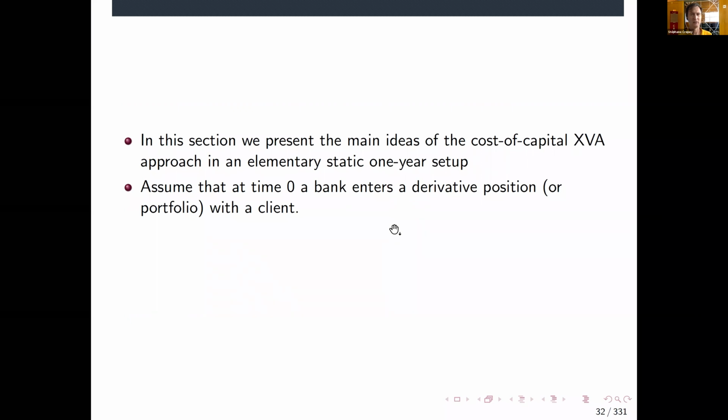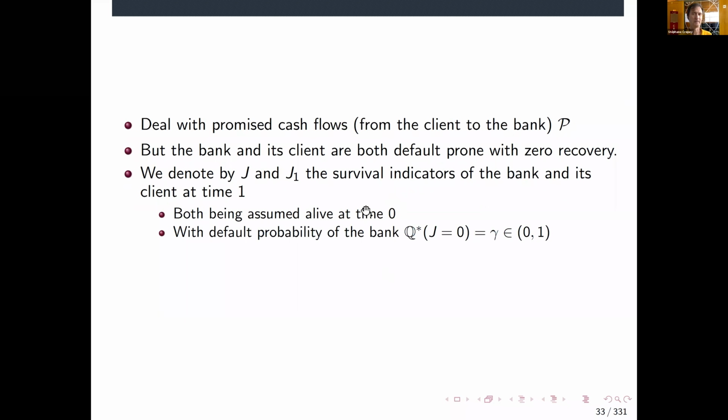Okay, so I'm assuming that at time 0, the bank enters a derivative position with a client, so a single client, a single contract. And it's only a 1 year, 0-1 setup. The random variable P denotes the cash flow written in the contract promised by the client to the bank. Mathematically, you can think of it as a Gaussian random variable, if you want. It doesn't have to be centered, it can be anything.